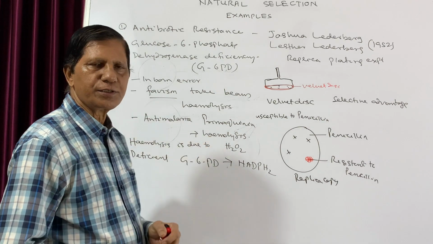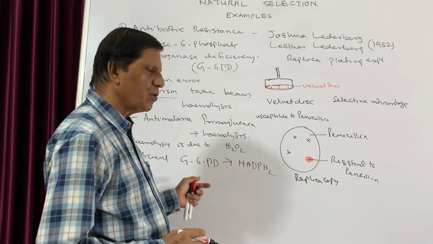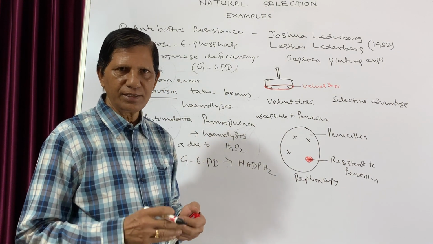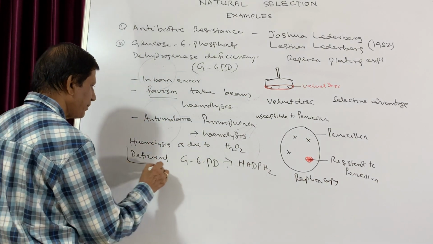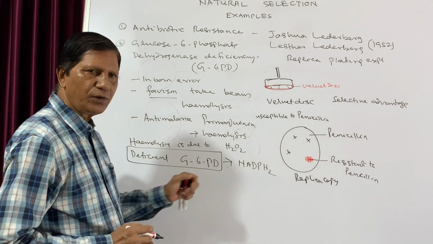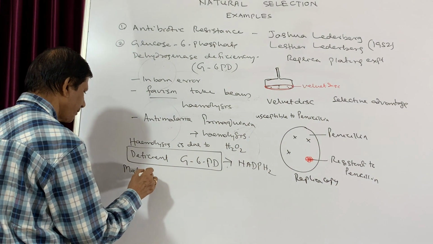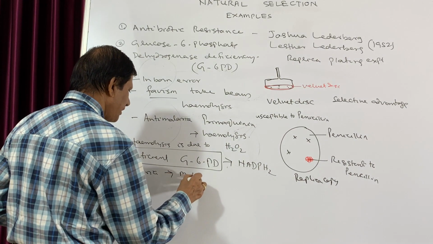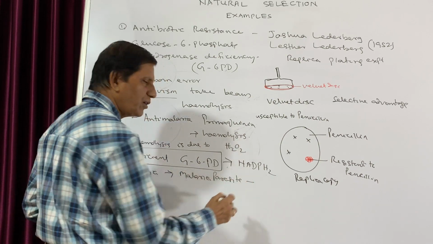So those persons who are deficient of this particular enzyme, the hydrogen peroxide will accumulate in them and there will be haemolysis. Now the question is, if it causes haemolysis, why do such persons still survive? That is a question. Now what is the answer? Those persons who are deficient in this glucose 6-phosphate dehydrogenase will never suffer from malaria, because the malaria parasite cannot complete its life cycle.